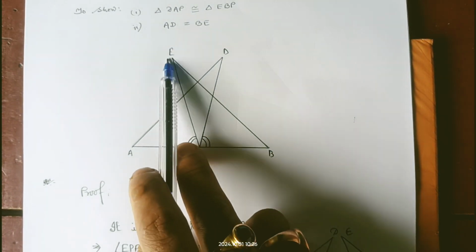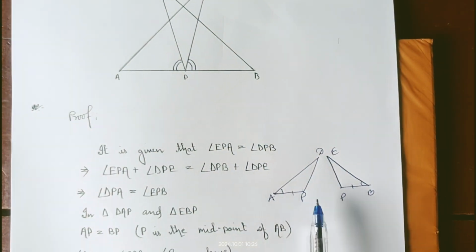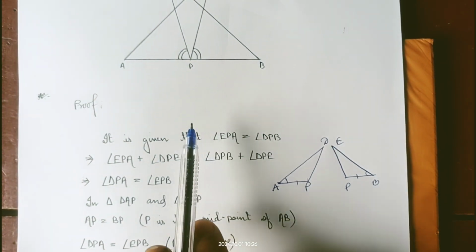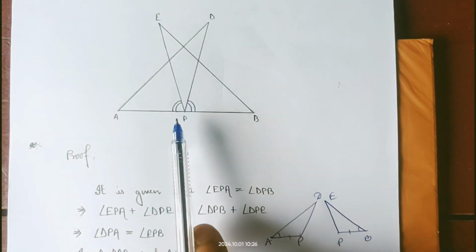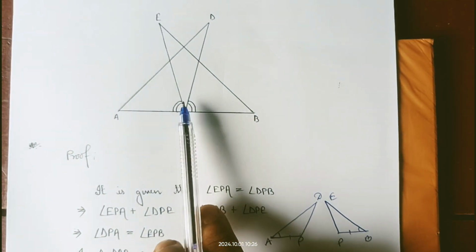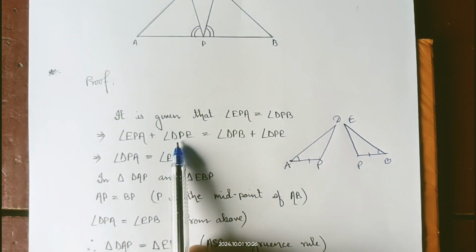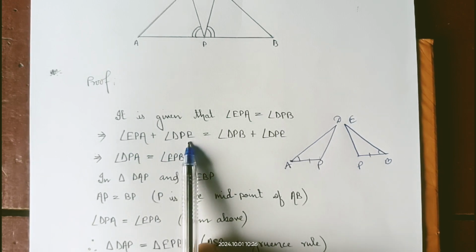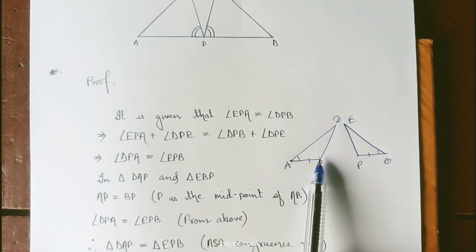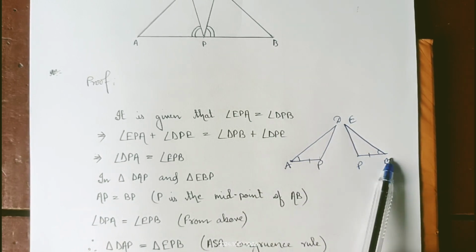So I have to add EPD with both to get these two angles. Since in the question it is given that EPA is equal to DPB, I have to add angle EPD with both. So I am adding angle DPE with both. So EPA plus DPE will give DPA, and after adding these two I will get EPB.